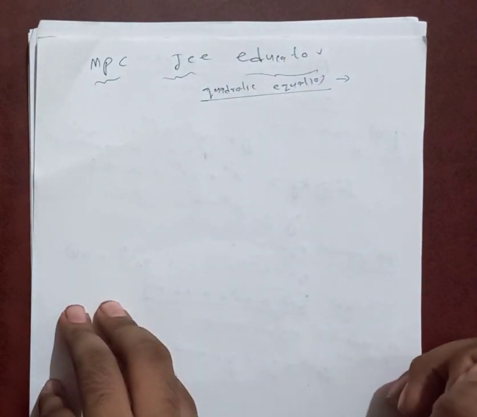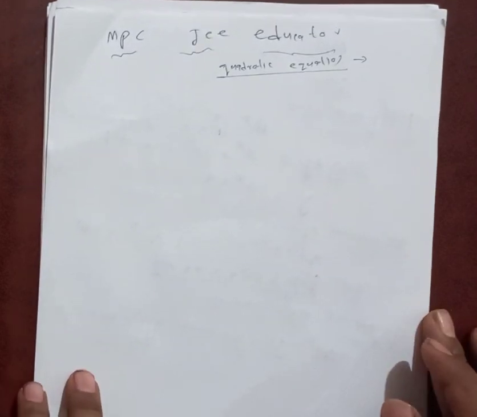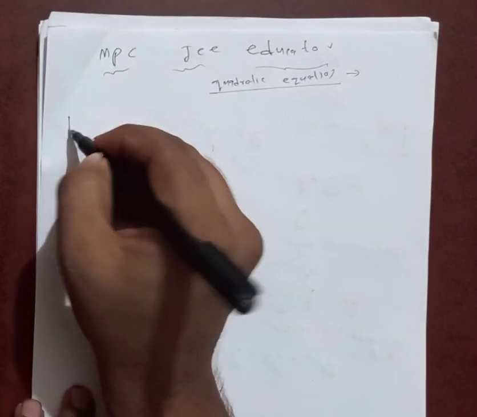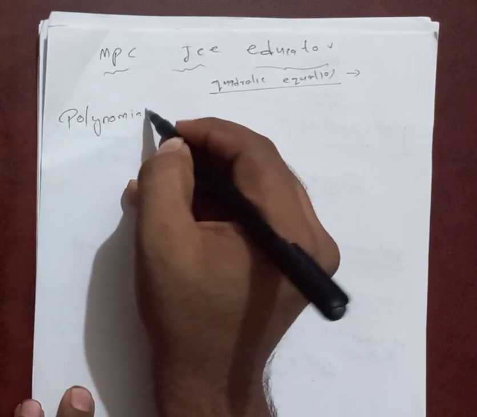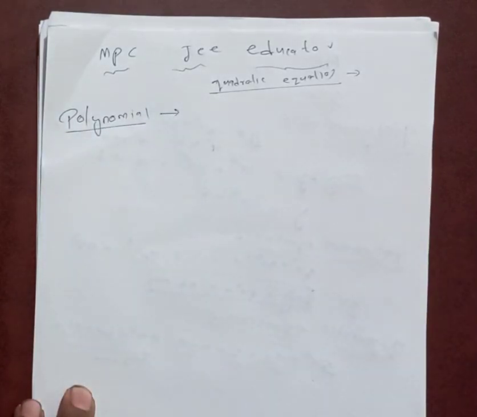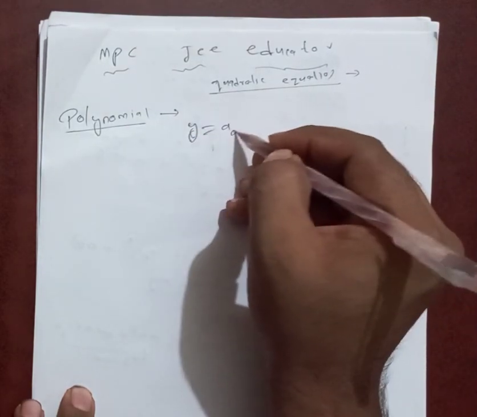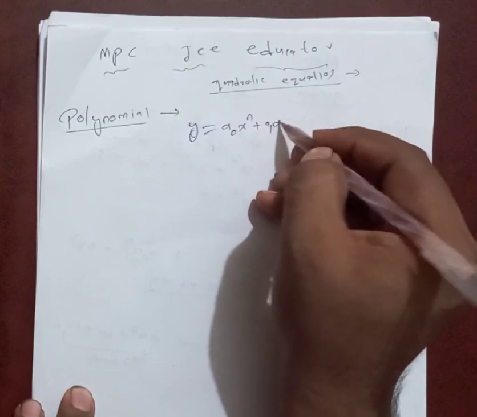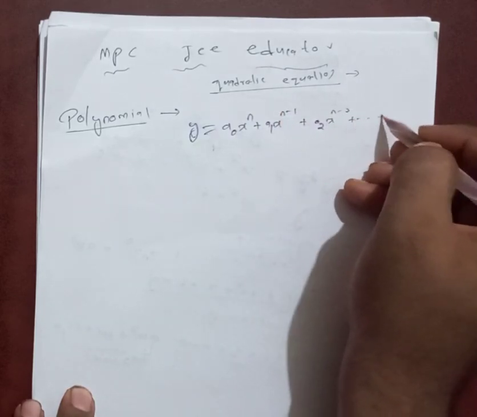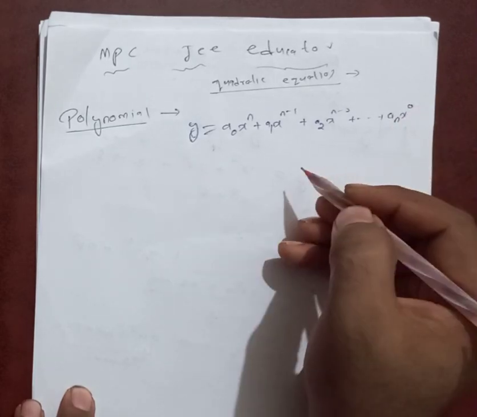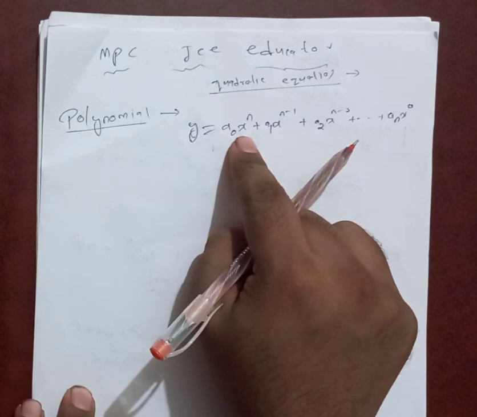This is the first lecture of quadratic equations, friends. Before starting quadratic equations, we need to know a topic which is polynomial. Friends, a polynomial is nothing but any equation of the form y = a0 x^n + a1 x^(n-1) + a2 x^(n-2) and so on up to an x^0. These are known as polynomials, and here x is a variable.